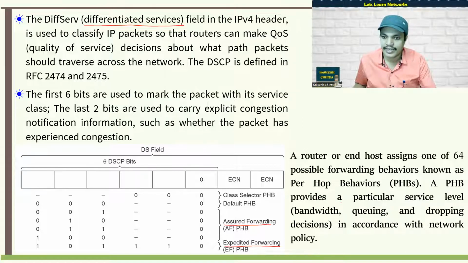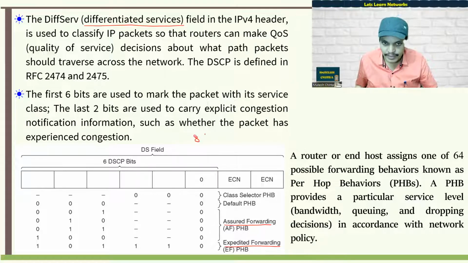A PHB provides a particular service level. So each PHB defines one particular service level. It might be bandwidth, queuing, or dropping decisions, whatever it might be. The policy is in accordance with the network policy. So this is the purpose of this particular field, to provide information to the routers regarding the quality of service requirement of the packet. So when you are sending the packet, what is its quality of service requirement? In order to specify that, you use this particular field.